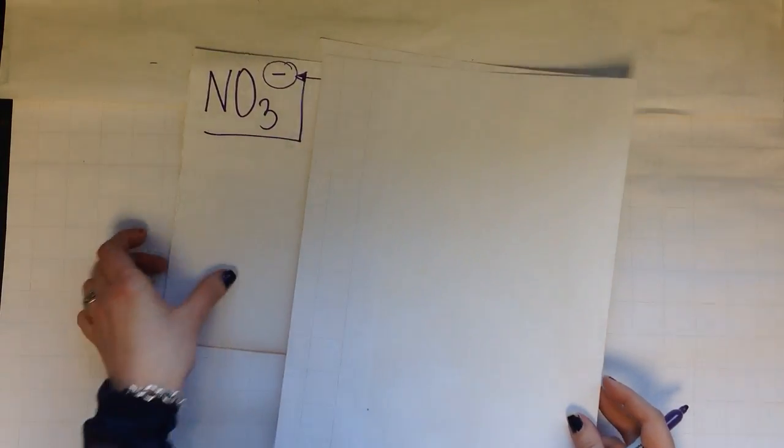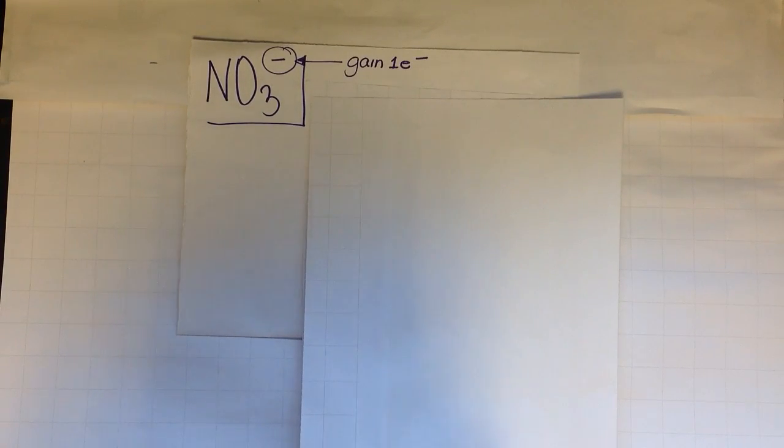Okay, let's do one last example. We'll do a popular one. We'll do nitrate, NO3 minus, a polyatomic ion. So first ask yourself, what does that 1 minus mean? It means gain 1 electron.